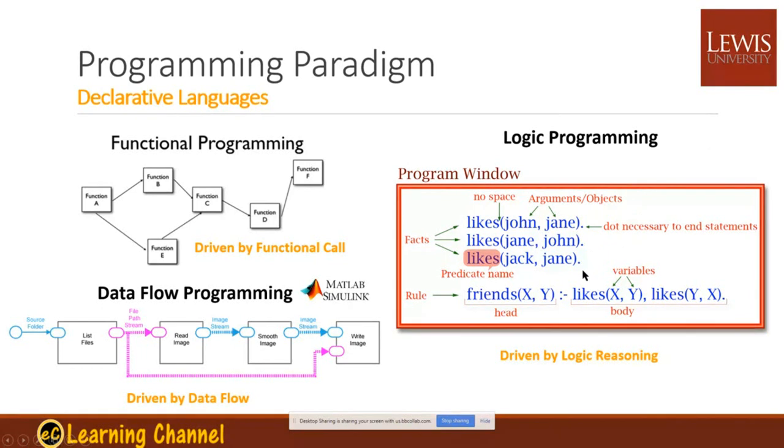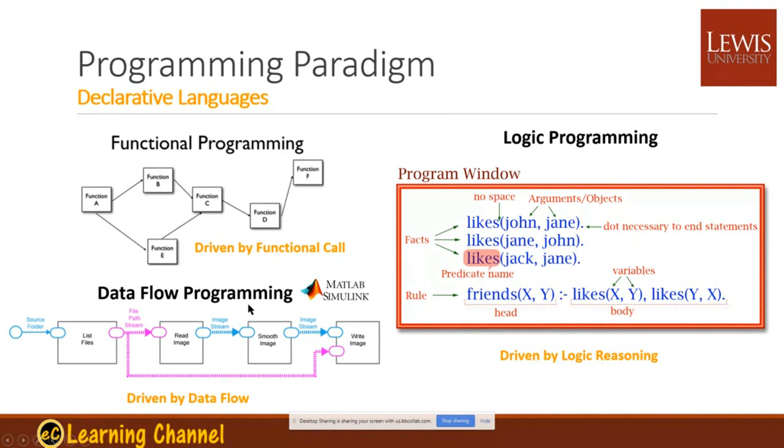So in logic programming like Prolog, you don't have statement by statement execution flow. Instead, you have this logic reasoning process to help you solve the problem. So that's one programming paradigm. We call it logic programming. And it's actually a declarative language. We call it declarative because you need to declare each rule and all the facts. So that's one way to do it.